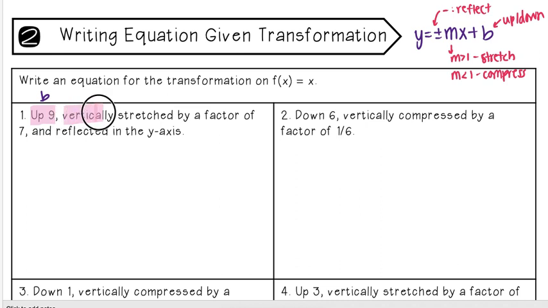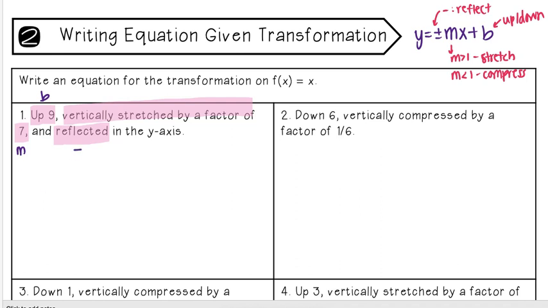And then it says it's vertically stretched by a factor of 7. Well, what part of the equation stretches it? I know that's going to be my m right here. So that means that my slope is 7. And then lastly, it says that it's reflected in the y-axis. Well, what part reflects it? Only if it's negative out in front does it reflect.